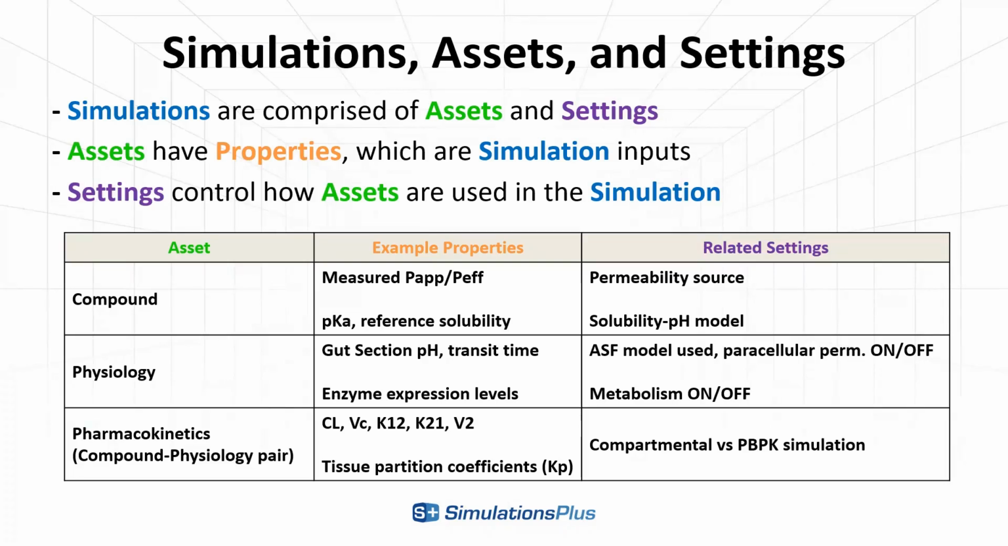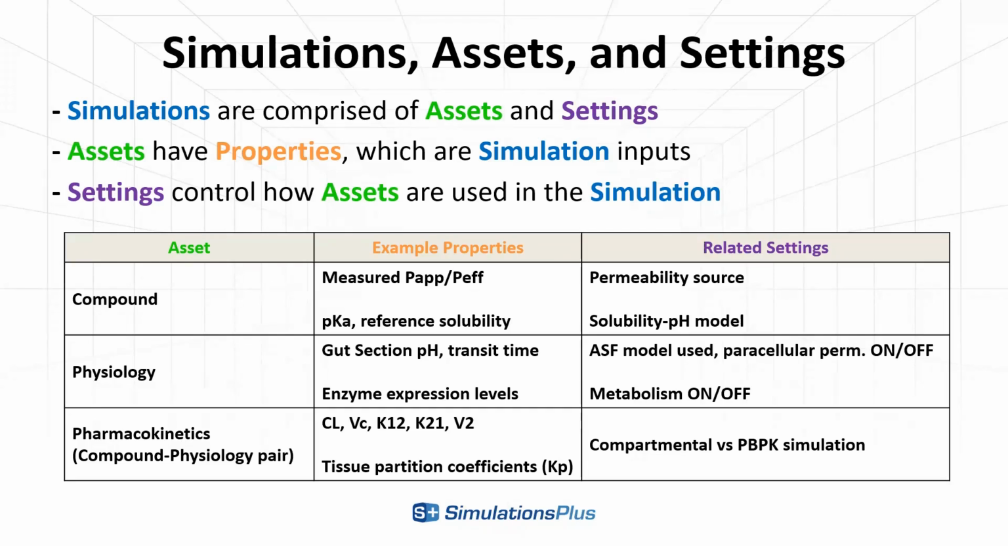For example, solubility is a property of a compound, and this numeric value goes into the simulation. A related setting is which solubility model should be used in the simulation: the default Henderson-Hasselbalch equation or interpolation of measured solubility data. Similarly, pH values and transit times in the gut are properties of a given physiology, but the ASF model used is a setting selected at the simulation level.